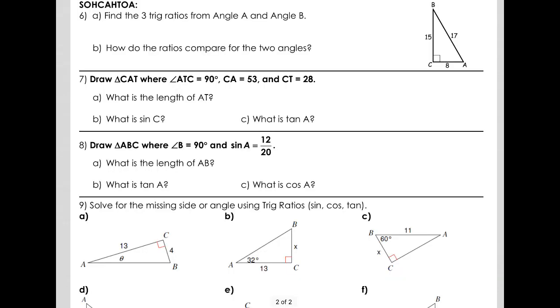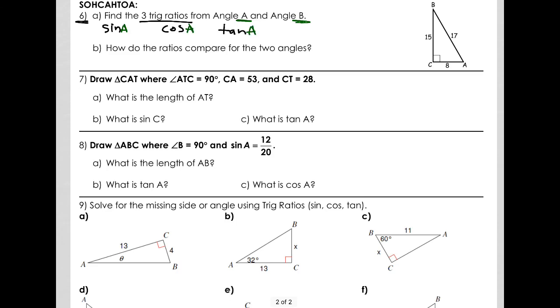Alright, so moving right along on the back side of the sheet. Number 6 wants the 3 trig ratios, so that's the sine, the cosine, and the tangent for angles A and angle B. Well, I'm only going to do it for one because you could rewatch it and do it for the other if you like, and I can give you the answers for it, but I feel like that'll be redundant to do it twice. So I'll do them all for A.